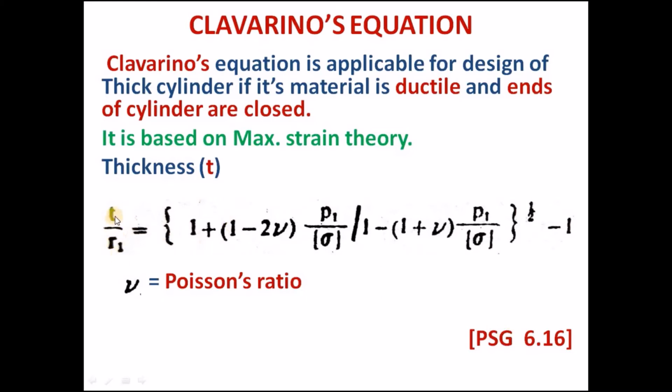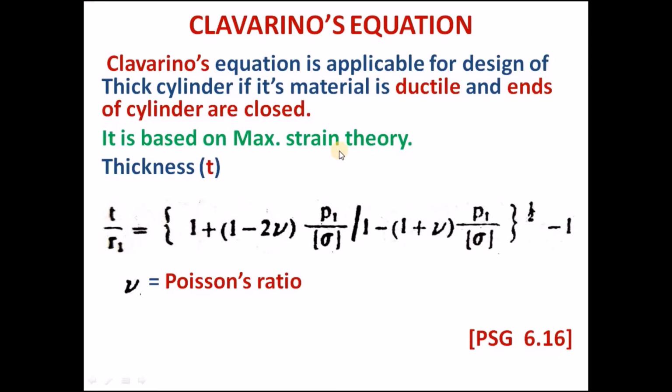Here t by Ri, we know t is thickness, Ri means internal radius. Here 1 plus 1 minus 2 nu. There is another term, nu. Nu is nothing but Poisson's ratio of that material. Then Pi by sigma. Pi we know is the internal pressure. Then sigma is the permissible stress of the cylinder material. All these terms are under the square root, raised to the power half, minus 1.